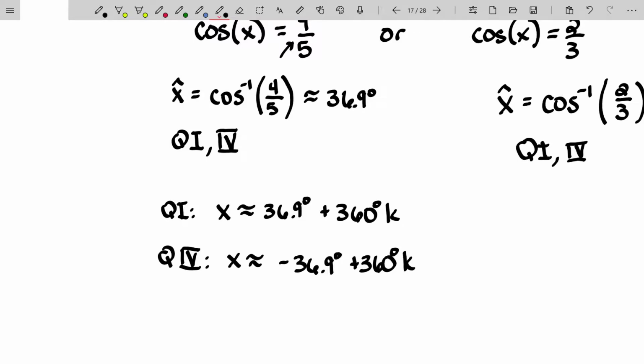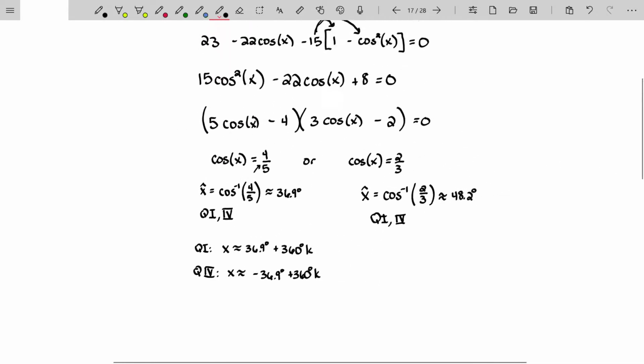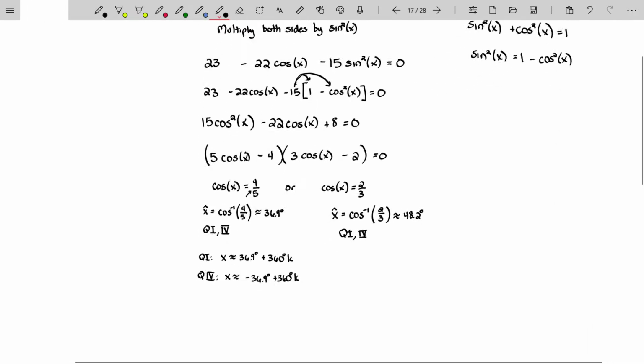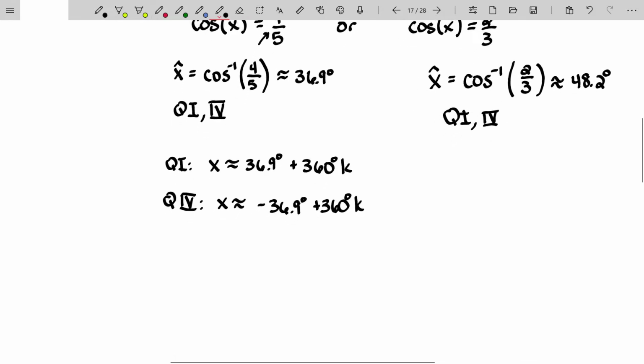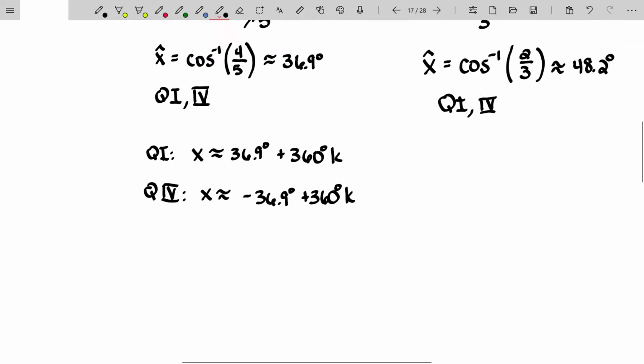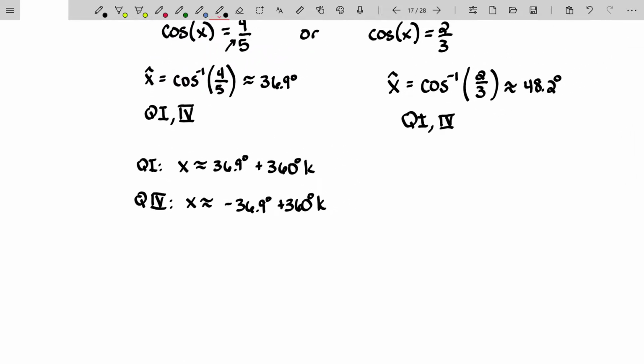The only thing you need to watch out for is if they ask you, I only want answers between 0 and 360, which they didn't ask here. But if they said they only want answers between 0 and 360 degrees, then obviously you would have to add 360 degrees to negative 36.9. That would give you an angle between 0 and 360. But if they're not doing that, then this is perfectly fine.